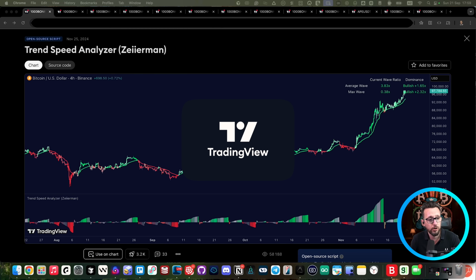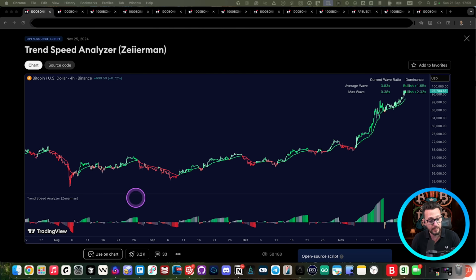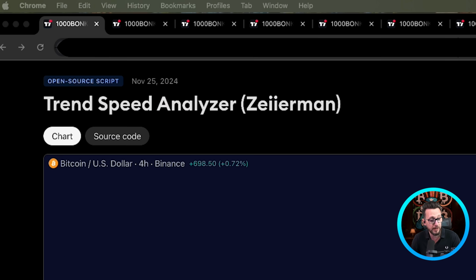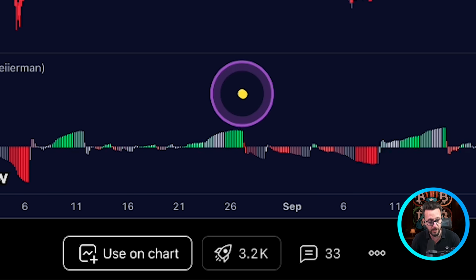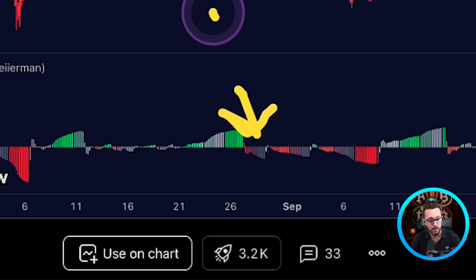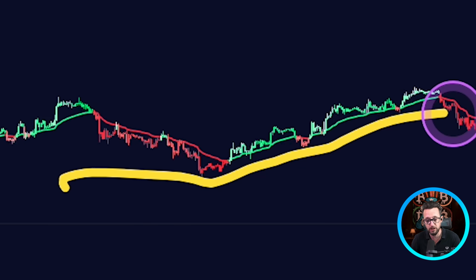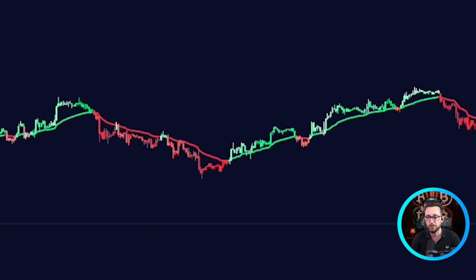Okay, here we are on TradingView. This is the indicator we're going to be backtesting. It's the Trend Speed Analyzer by Zierman. And as you can see, it is a bit of a histogram down here at the bottom panel. We also have some trend direction indicators here, which is absolutely perfect.